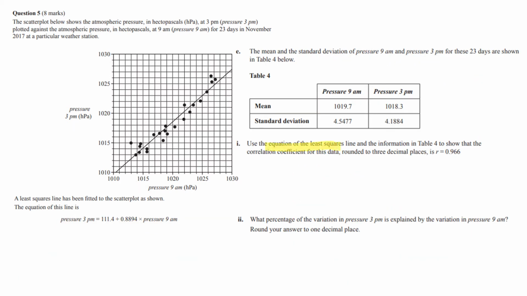Okay, we're going to use the equation of the least squares line and the information from the table above. We're going to need the standard deviations here to show, SAC-like kind of question again, that r equals this. Now you know that this is y equals a plus bx. Your formula sheet also has b equals r sy over sx. Remember, that's a multiply hidden in there. You're going to have to rearrange that equation.